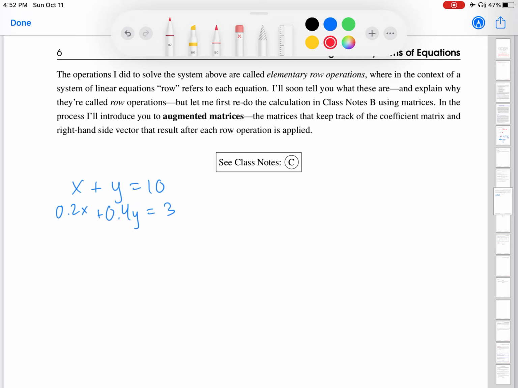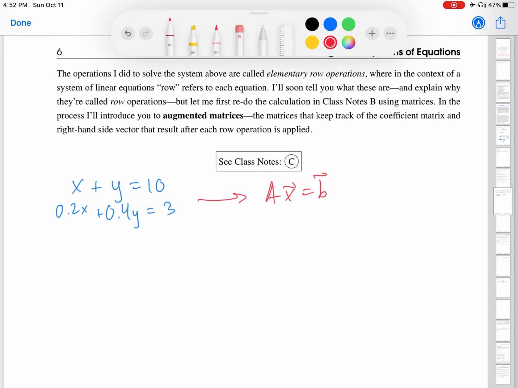So the point of augmented matrices is to recognize that fact. If I were to translate this system into Ax = b form, like we did in the first video in this lesson, then the A matrix is the coefficient matrix, remember? So there's a 1 here, there's a 1 here, this is the coefficient of x here, coefficient of y here. So this is the coefficient matrix for this system. And then I have x, y, and then I have the right-hand side 10, 3.